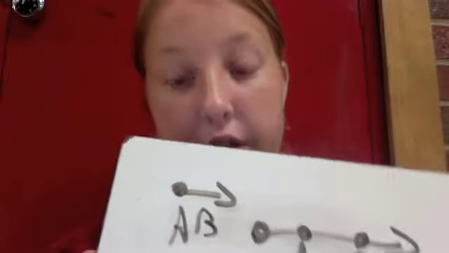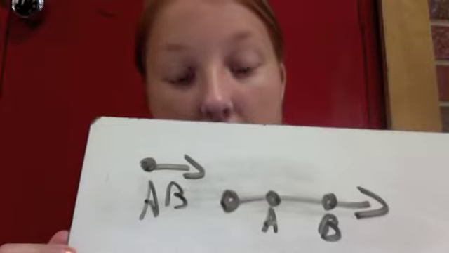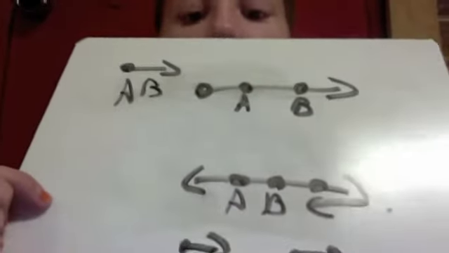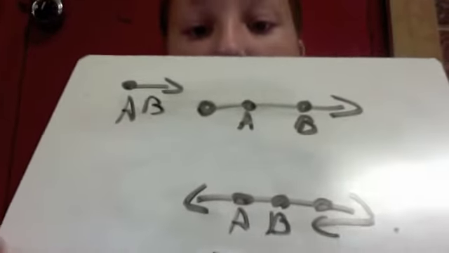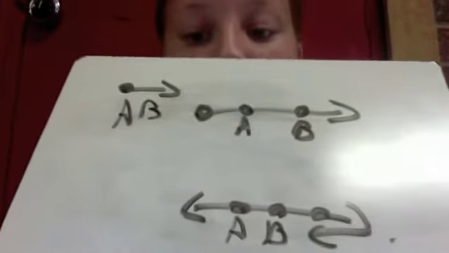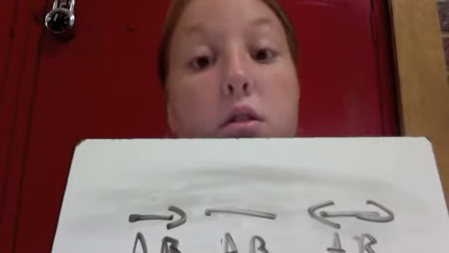This is a ray. It's used when something starts but does not end. It's labeled with capital letters with just a ray over top of it. Opposite rays make a line where the rays go in opposite directions, like BA goes one way and BC goes the other way.